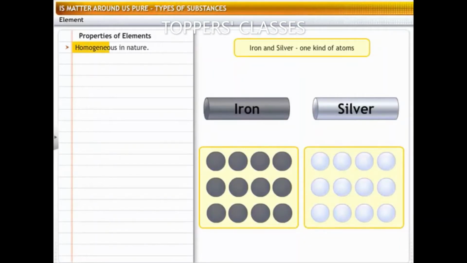An element is homogeneous in nature. It is a pure substance, made up of only one kind of atom. For example, iron and silver are made of only iron and silver atoms.